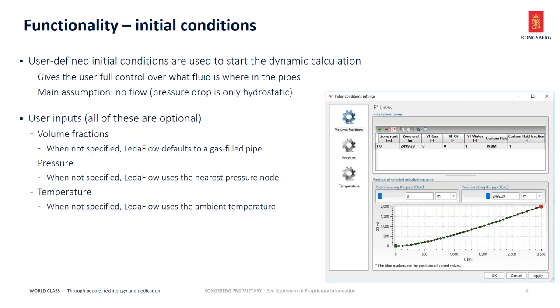And finally, the functionality that we'll use today for starting the dynamic simulation is the initial conditions. User-defined initial conditions allow you to control what kind of fluid is where in the pipes. This is as opposed to a steady state initialization using the steady state preprocessor. The main assumption here is that there's no flow.